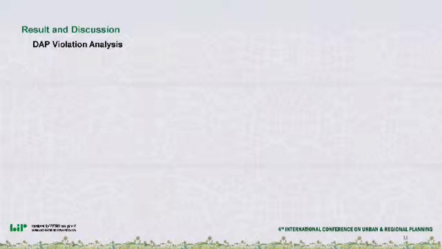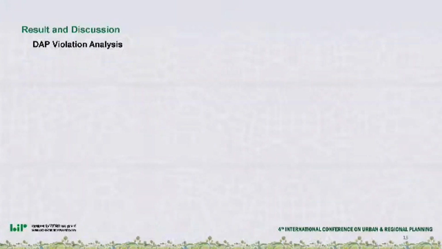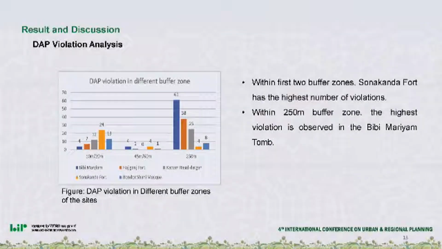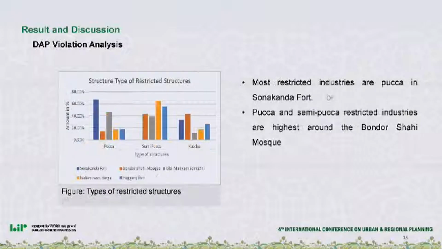From our DEP violation analysis represented in the first bar chart, it is evident that Shonakanda Fort has the highest number of violations within the 10 to 20 meter buffer zone, and within the 250 meter buffer zone, Bibi Moriam Tomb has the highest number of violations. In the second bar chart analysis, we can see that the highest number of restricted structures is in Shonakanda Fort, and most of the structures are pucca structures.